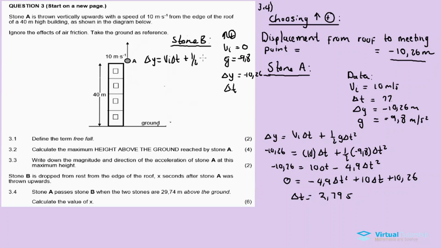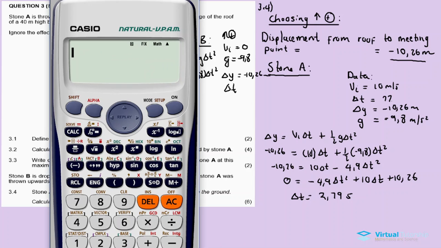Angithandi quadratic formula. But anyway, lana it's g delta t squared. So sebenzisa this one again: minus 10,26 equal to initial velocity 0, so it means lana it's a 0 plus 1 over 2 g over minus 9,8 delta t squared. So lana it's minus 10,26 equal to minus 4,9 delta t squared, and then you divide both sides and take the square root.